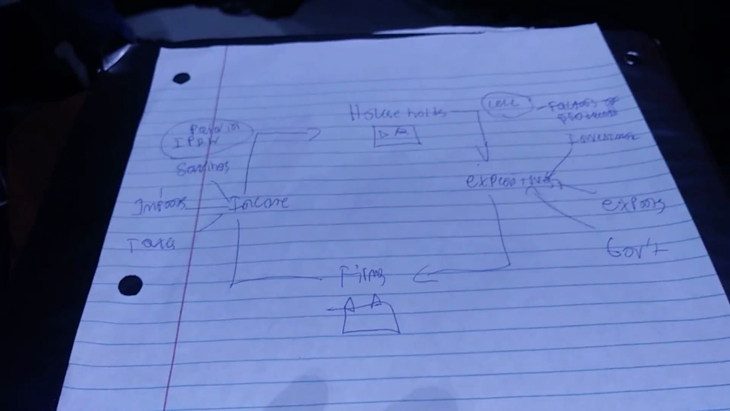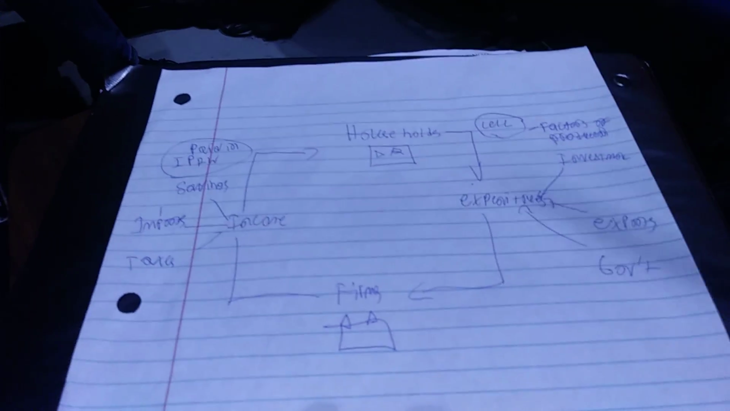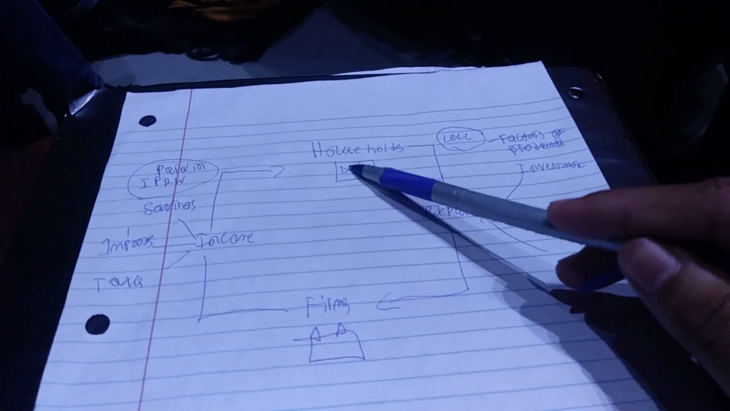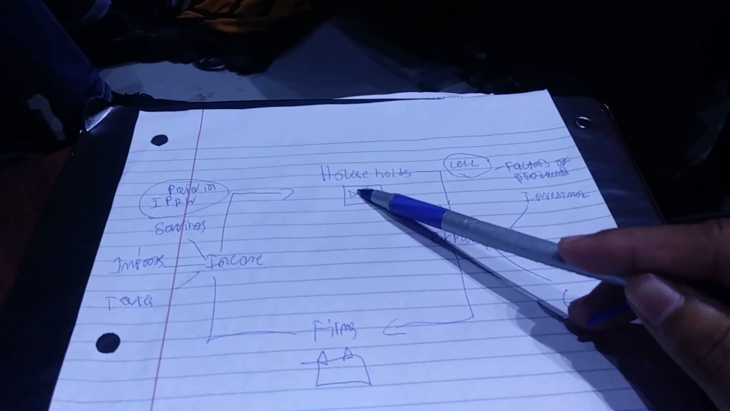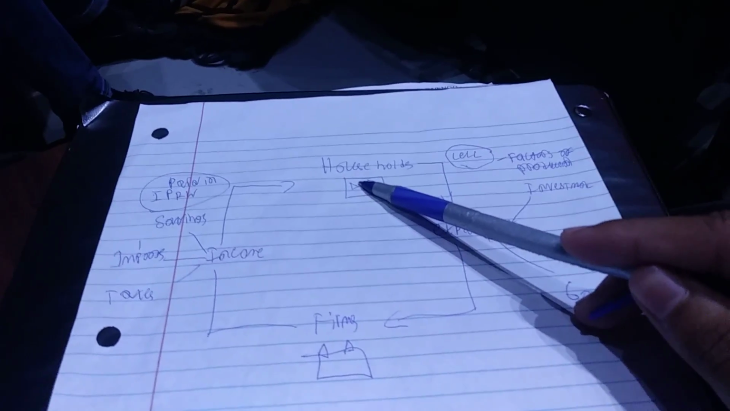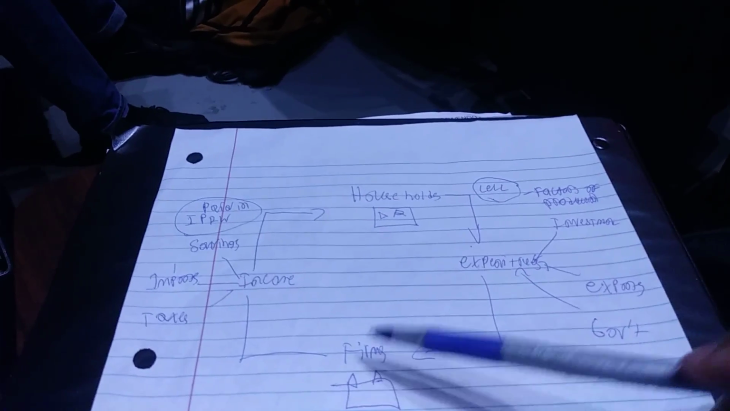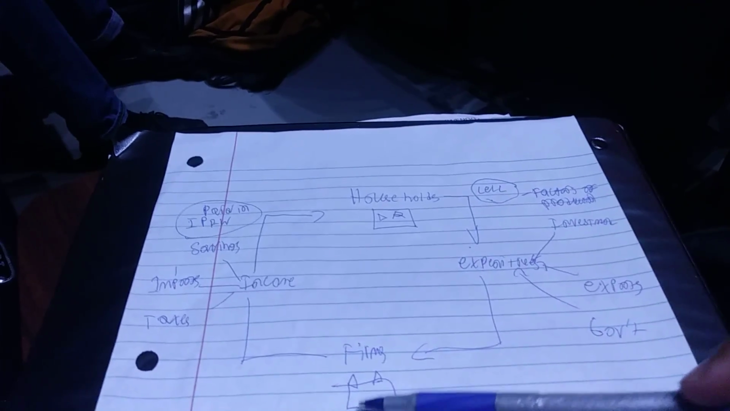Okay, so today we're going to be talking about the circular flow of income model. Now, there are two important places that you must remember. The households, which are basically just your resources, your people, your workforce, and then your firms, which are just businesses that make products.